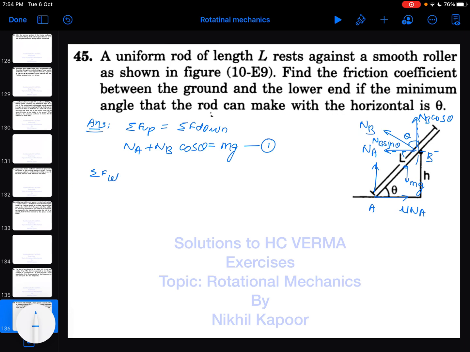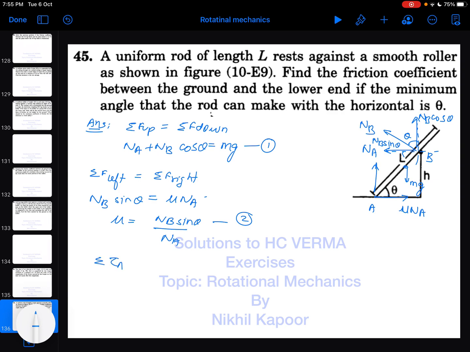Now total force acting towards left must be equal to total force acting towards right. So the force acting towards left is NB sin theta, which is equal to mu into NA, and we have to find mu. So mu is NB sin theta upon NA. If we find the values of NA and NB, we can find the value of mu. Now let's find the torque.